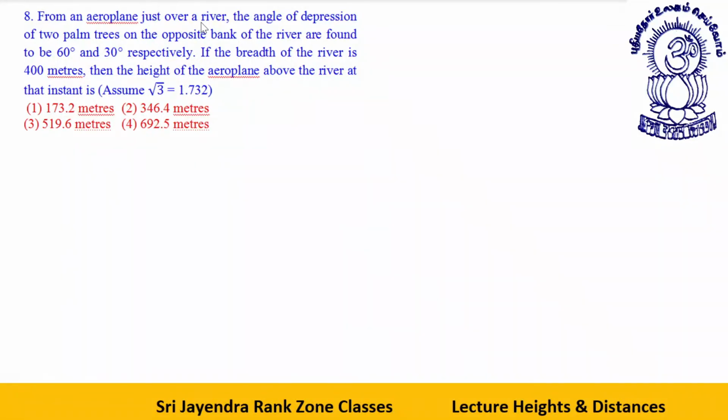From an aeroplane just over a river, the angles of depression of two palm trees on the opposite banks of the river are found to be 60 degrees and 30 degrees respectively. If the breadth of the river is 400 meters, then the height of the aeroplane above the river at that instant is? Think about it, dear students, exactly similar to the ones we have been doing so far. The question is not at all tough.